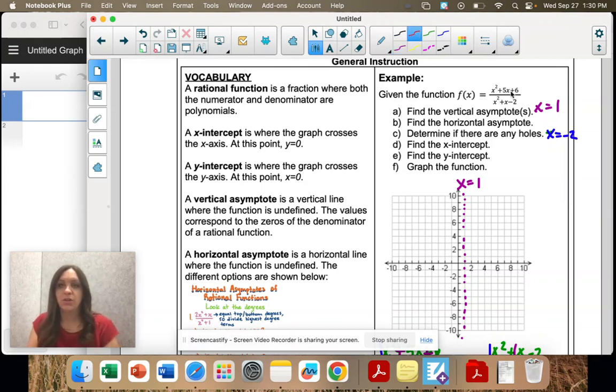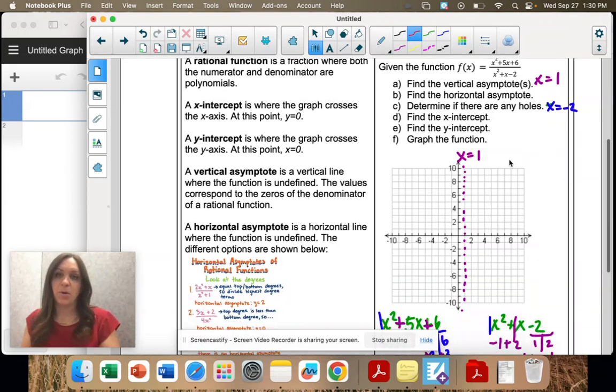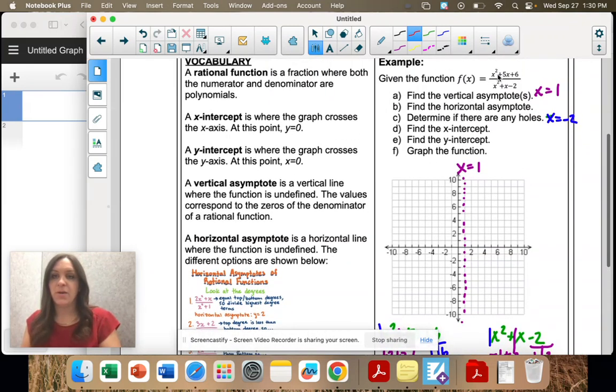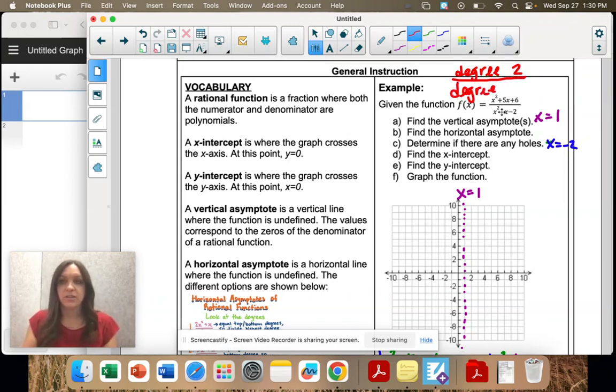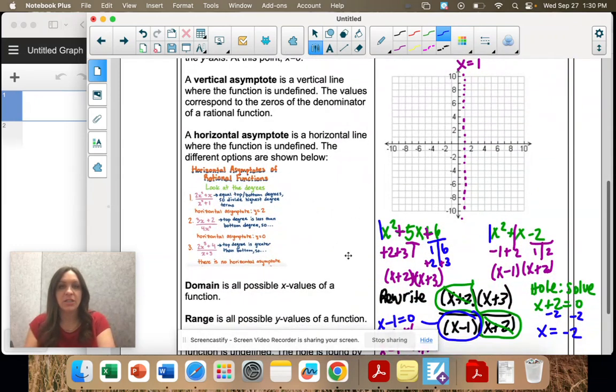For horizontal, we want to look at the degree of the top and the bottom. So how many x's are on the numerator? Well, there's 3, but we want to look at the leading number. What's the highest degree? 2. And on the bottom, what's the highest degree? Because there's 3 x's, but 2x squared is the highest degree. That's the exponent. When I'm talking about degrees, I'm talking about exponents. Okay, so these are the same. And I'm going to come down here.